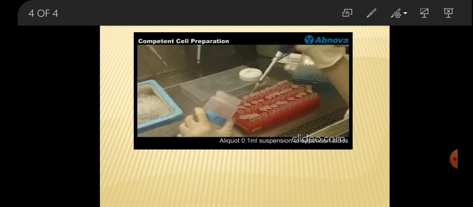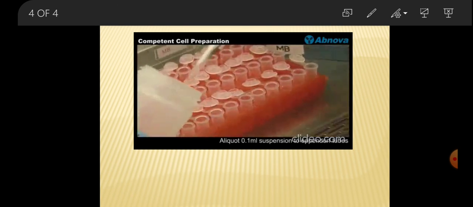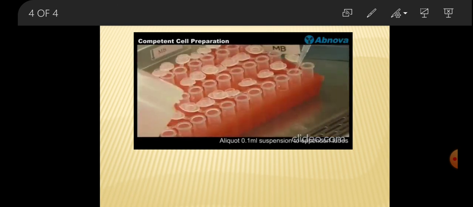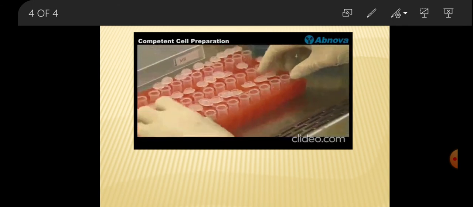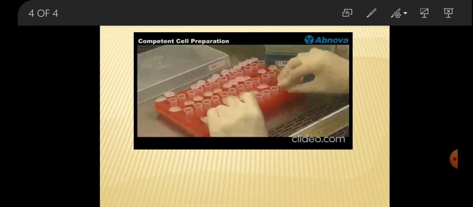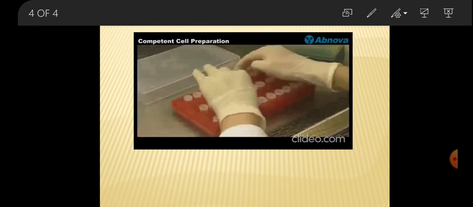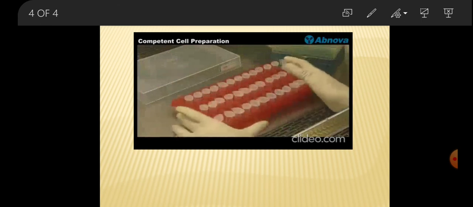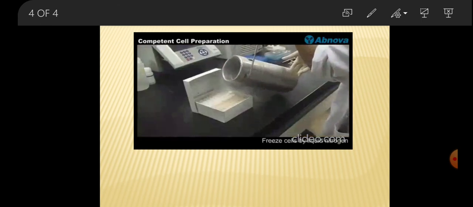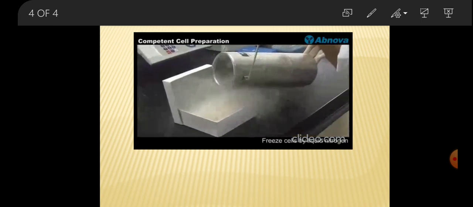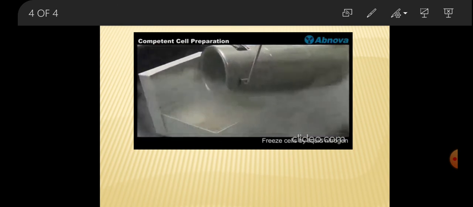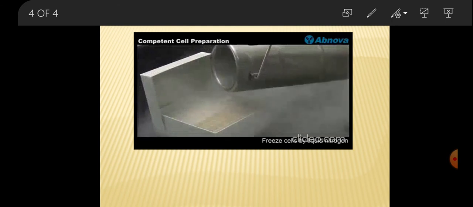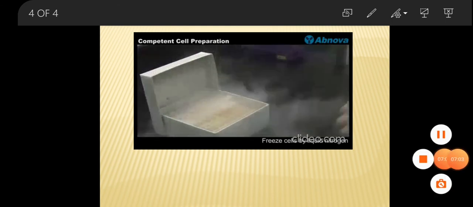After suspending with calcium chloride solution, they are aliquoting approximately 100 microliter of this suspension, the calcium chloride and the pellet, in each tube, and these are the competent cells, ready for transformation. That means heat shock, which is the second step. You can use the competent cells immediately, or you can store them in liquid nitrogen or at minus 70 degrees in any refrigerating condition. Thank you very much.